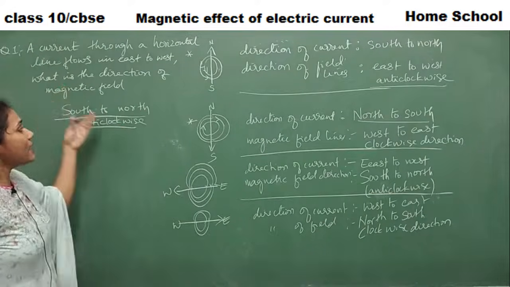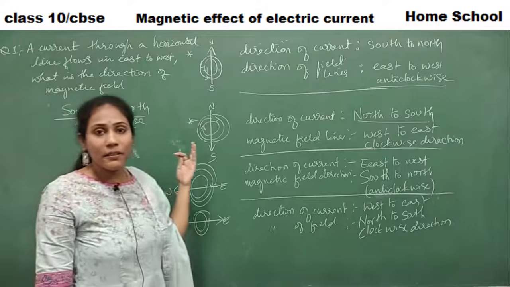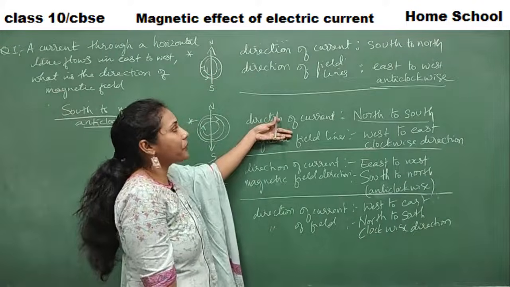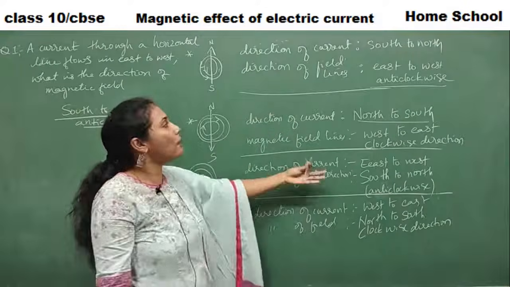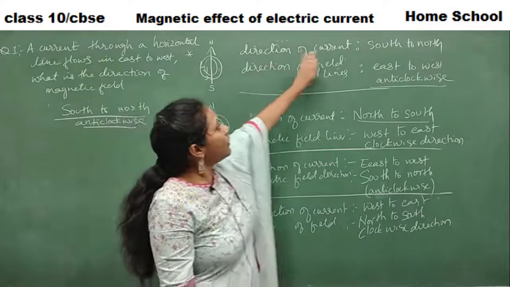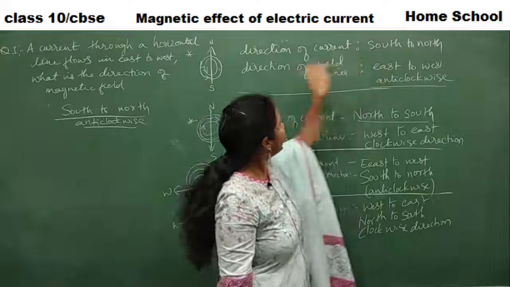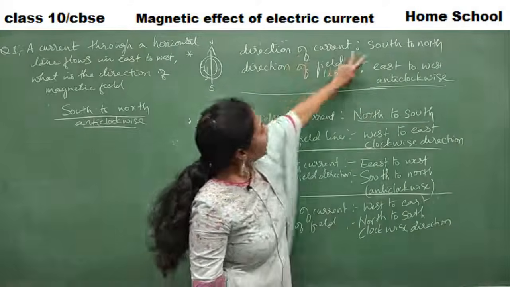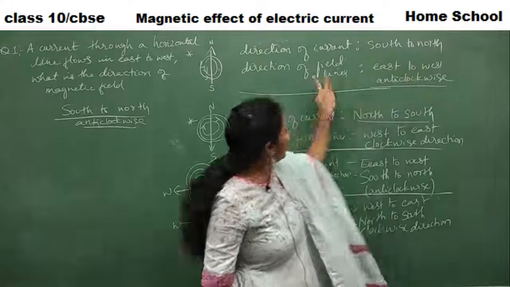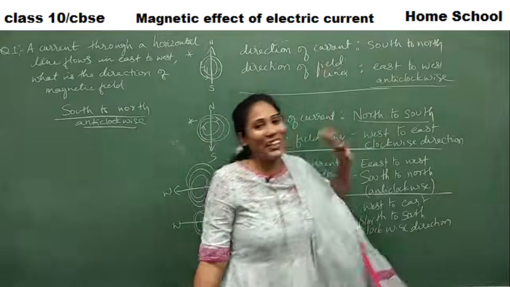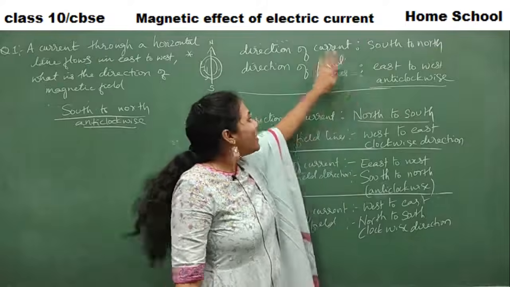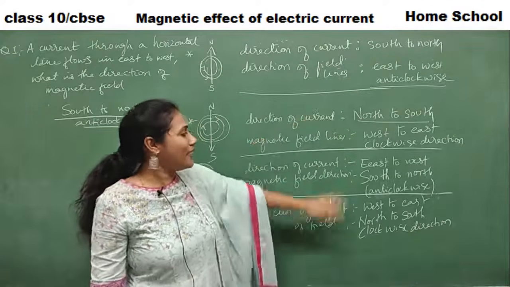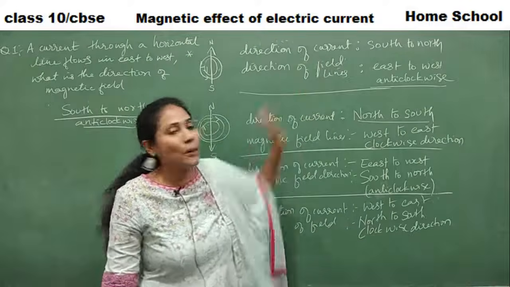Usually they can be asked as MCQ or 1 mark. The only thing is you have to remember this and this, guys. The rest is making it opposite. Direction of current south to north, then field line direction will be east to west. If direction of current is east to west, field line direction would be south to north, just opposite. So if you can remember these two situations, you can make the rest yourself, just by making it opposite.